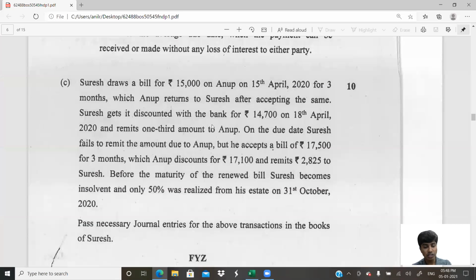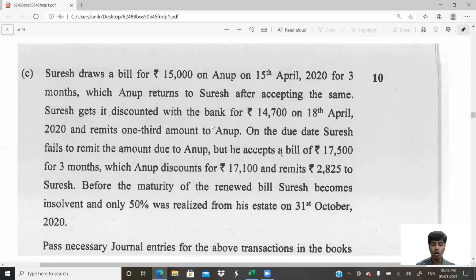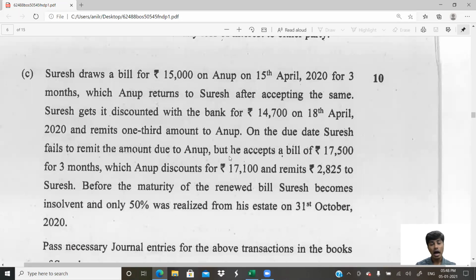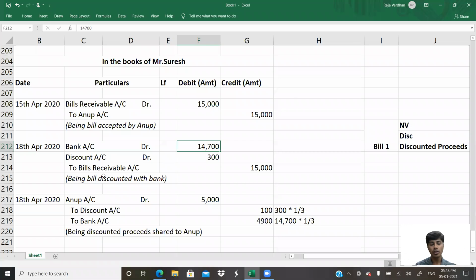But Suresh failed to pay. On the due date, Suresh fails to remit the amount due to Anup. So what does he do? Anup will raise a bill now and Suresh is accepting it. Read this. He accepts a bill for 17,500 for 3 months. So is it bills payable or bills receivable? From the perspective of Suresh, it is bills payable.